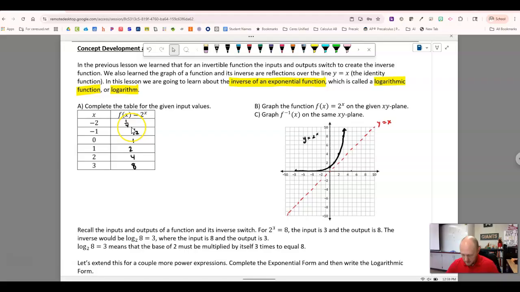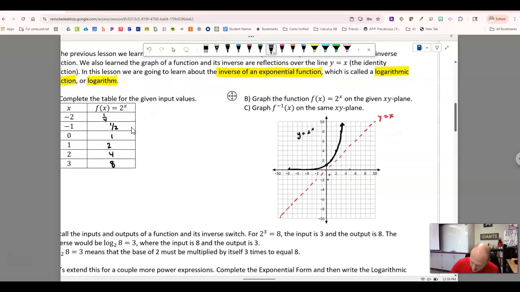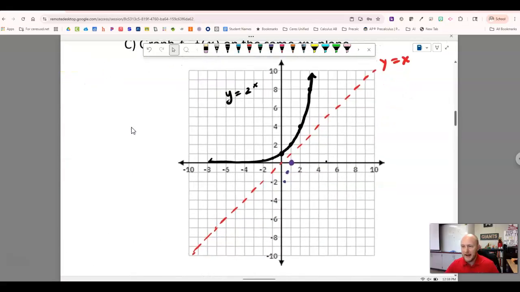So 1/4 gives me negative 2. 1/2 gives me negative 1. 1 gives me 0. So all I'm doing is switching my x and my y values. So 2 is going to give me 1, 4 is going to give me 2, and then 8 is going to give me 3. And so this graph is going to be a reflection across this line, y equals x.